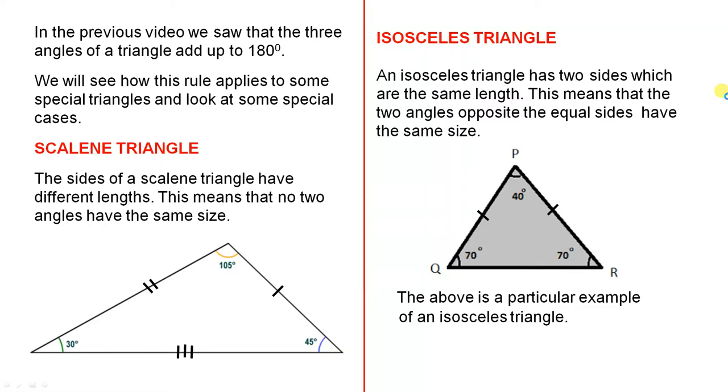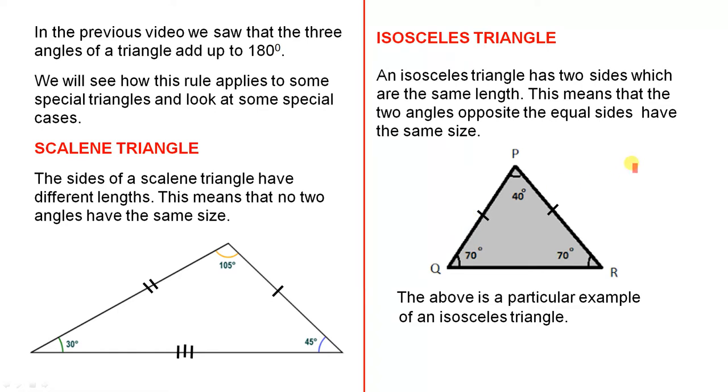The scalene triangle. The sides of a scalene triangle have different lengths. This means that no two angles have the same size. So these little strokes here, where you have one stroke and then two strokes and then three strokes for a triangle, tell you that those three sides are different lengths. So here's a particular example of a scalene triangle where all the angles are different sizes and they add up to 180 degrees.